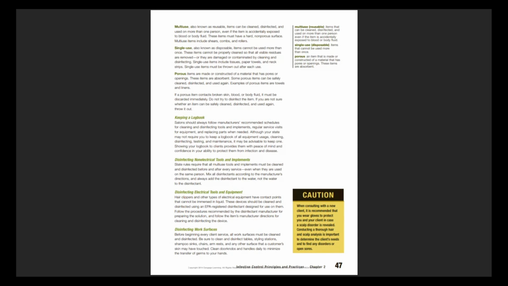Disinfecting electrical tools and equipment. Hair clippers and other types of electrical equipment have contact points that cannot be immersed in liquid. These devices should be cleaned and disinfected using an EPA-registered disinfectant designed for use on them. Follow the procedures recommended by the disinfectant manufacturer for preparing the solution and follow the item's manufacturer directions for cleaning and disinfecting the device.